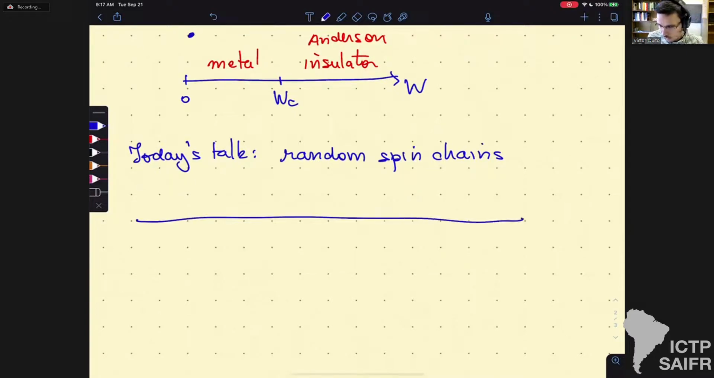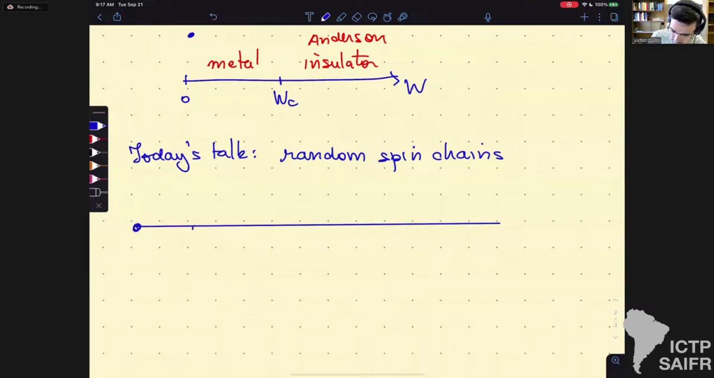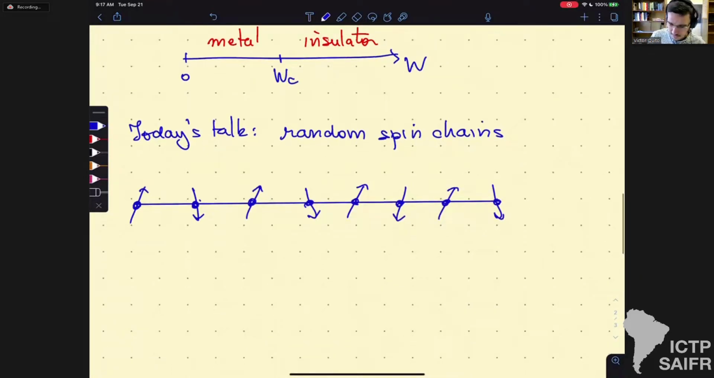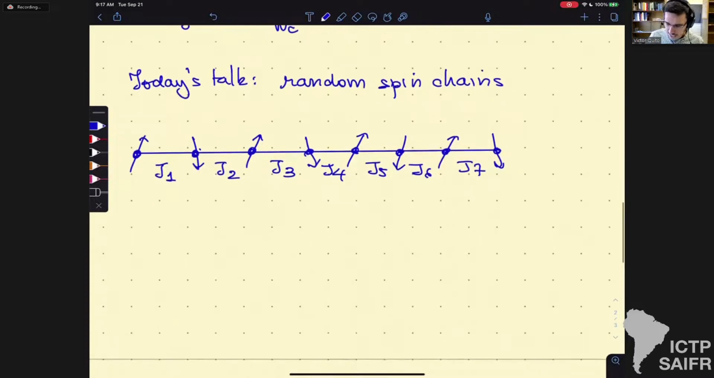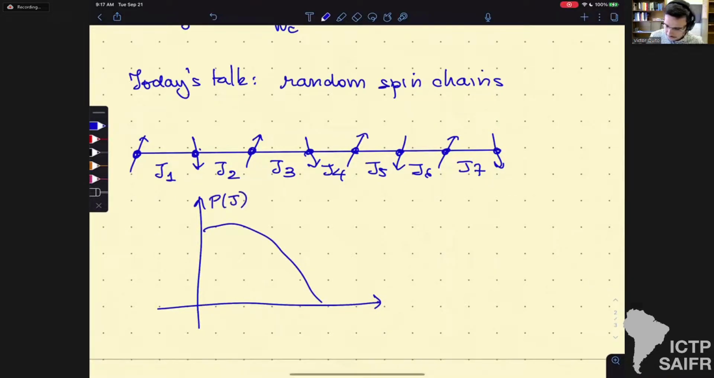So I'll take a one-dimensional system. I will start with a collection of magnetic moments or spins in this particular lattice. And these spins will be connected by some random couplings. So I will call these random couplings J1, J2, J3, J4, J5, J6, J7. Okay, these are some random couplings. And these couplings are chosen according to some probability distribution. Let's say we have a probability distribution P of J here, as a function of J.